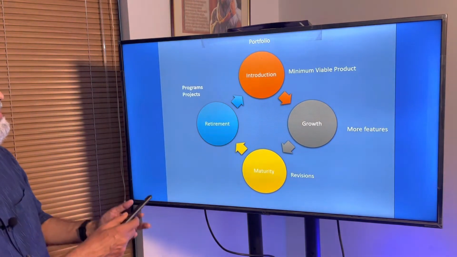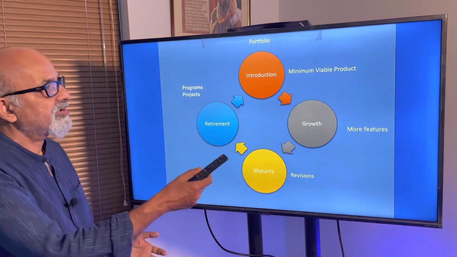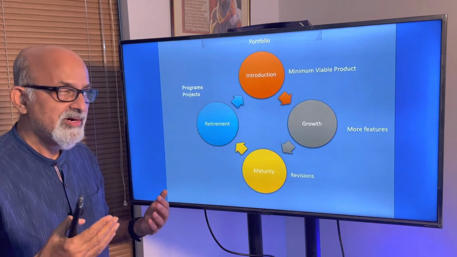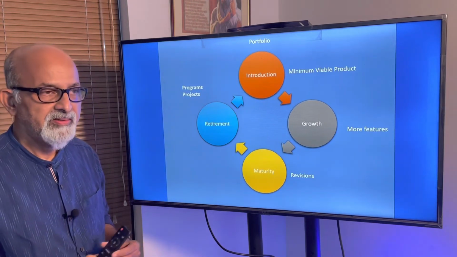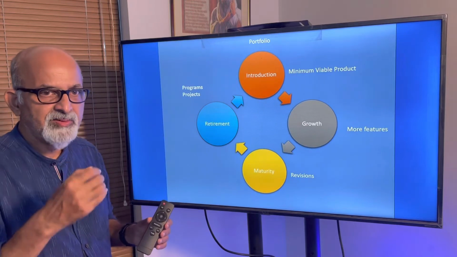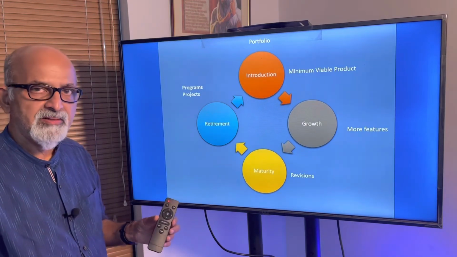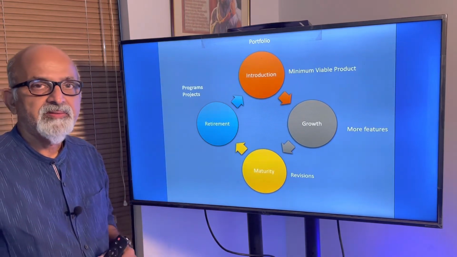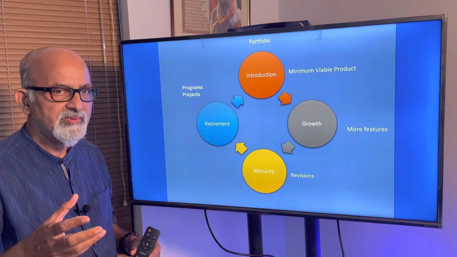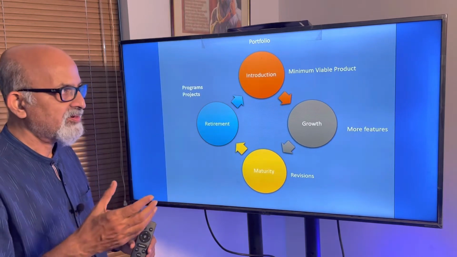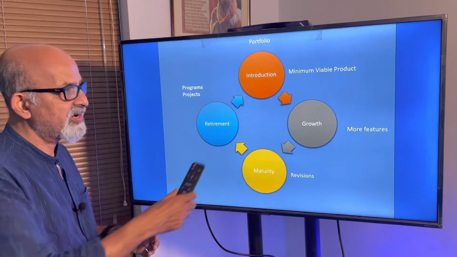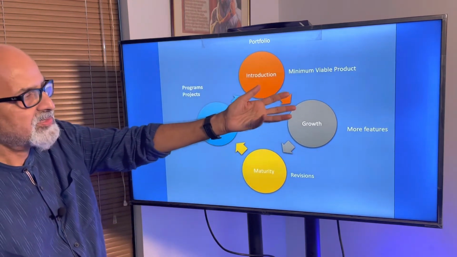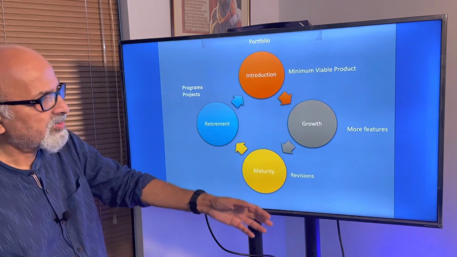Now, another way to look at it: every product, we introduce the product, that means we come out with a minimum viable product. What is a minimum viable product? It's a set of features which delivers tangible value to the customer. So most of the time, the must-have features will be part of the minimum viable product. So every product, version 1, could be a minimum viable product.